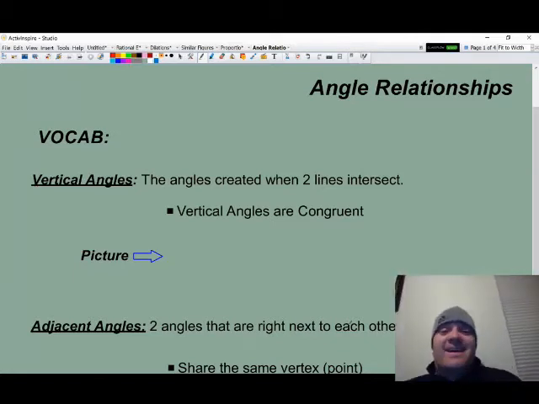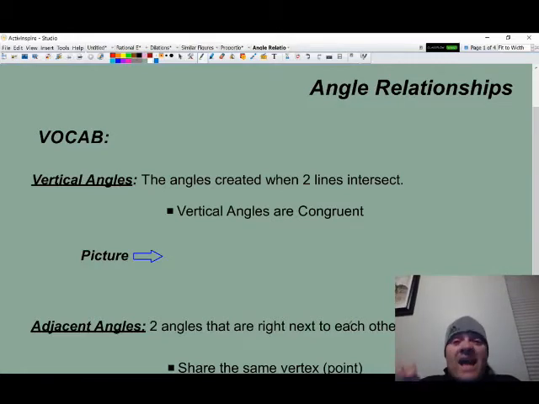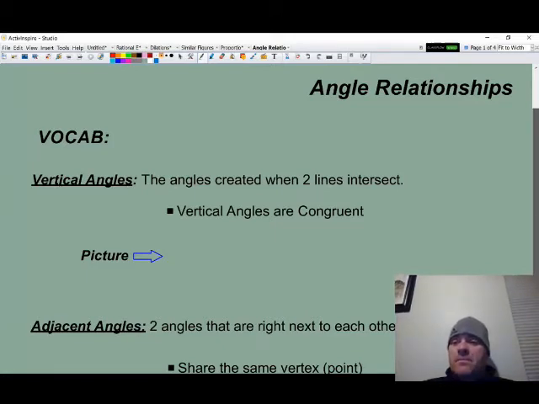Okay, get out your notes, you guys, because we're going to learn about angle relationships, not angel relationships, because I don't think angels have... I don't know. Okay, we're just going to leave that be. And right now we're going to talk about some vocab. So let's go ahead and figure this out.